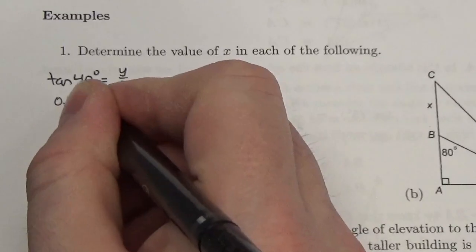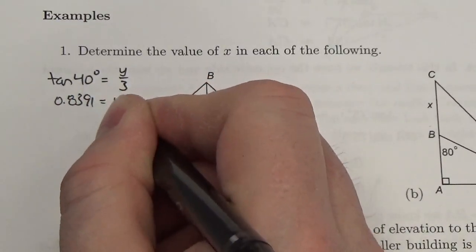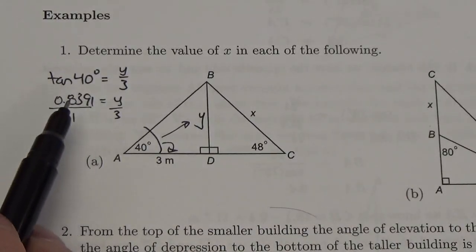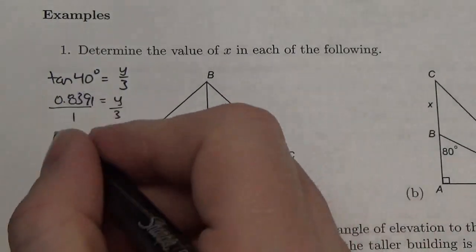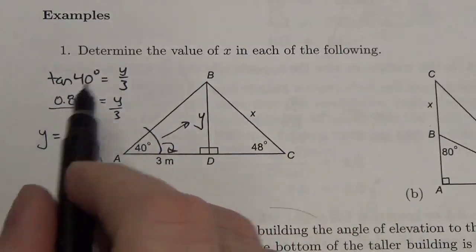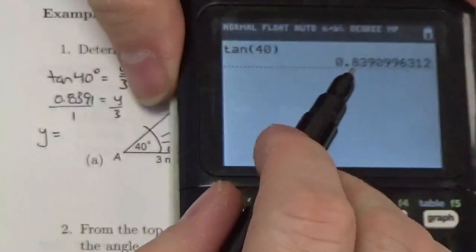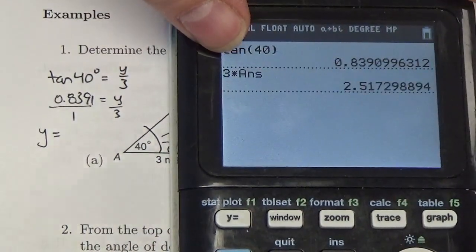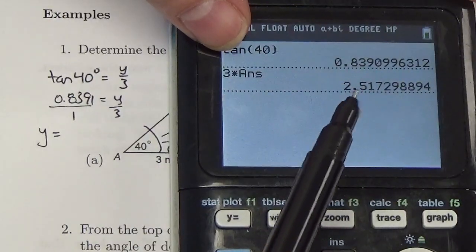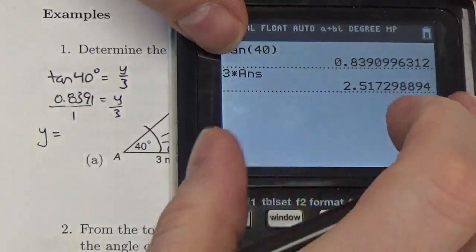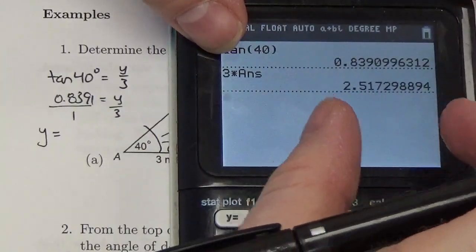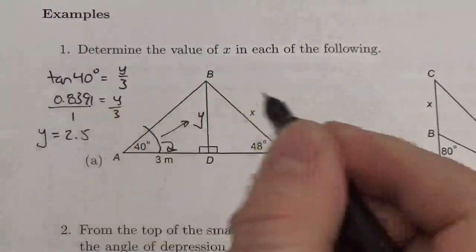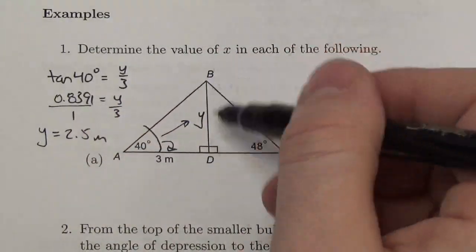So 0.8391 is going to equal y over 3. And I could turn that 0.8391 over 1 to a fraction, and I'll cross multiply. So y is going to equal 3 times that answer right there. So 3 multiplied by the answer that I just got, and to 1 decimal place I'm going to get 2.5. Now I'm going to leave that number again in my calculator. I'm going to come back and grab that number here in just a bit, but for right now I'm just going to write it down as 2.5. So 2.5 meters, that's the length of y here.